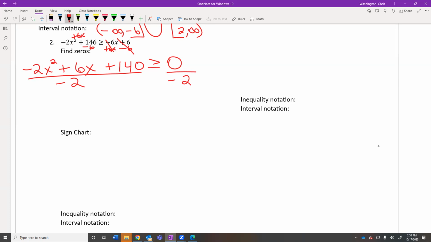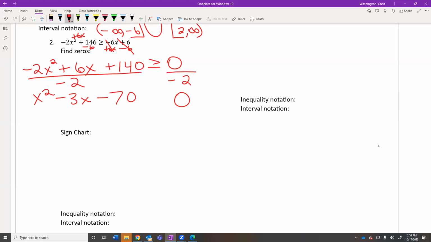So negative 2x squared divided by negative 2 is going to be positive x squared. 6x divided by negative 2 is negative 3x. 140 divided by negative 2 is negative 70. And 0 divided by negative 2 is still 0. That's nice. Now we have a much easier quadratic to factor.